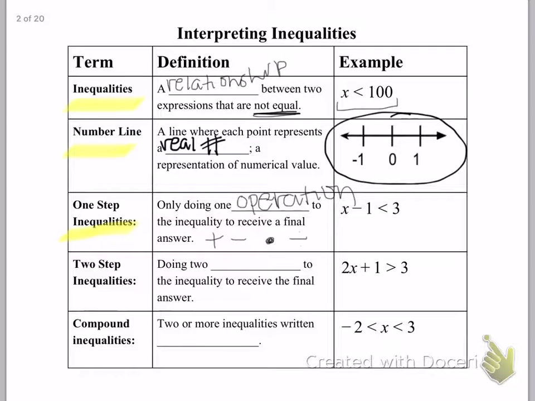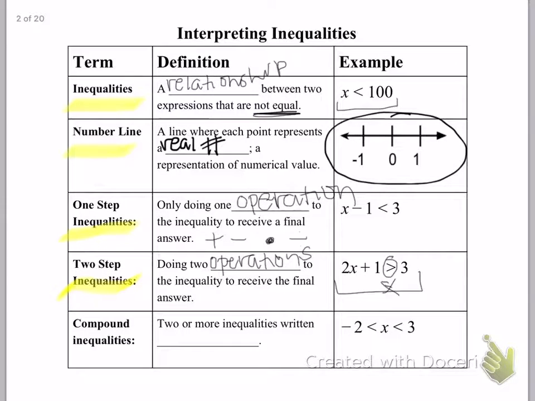Our next term or definition is two-step inequalities. So this is similar to one step, but you're doing two operations rather than one. So here's our example over here. Like I said before, it's super similar to solving equations. The only difference is this inequality symbol. Normally there'd be an equal sign there, but nope, it's going to be an inequality.